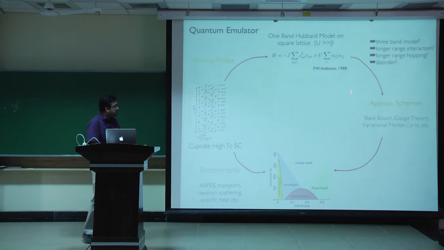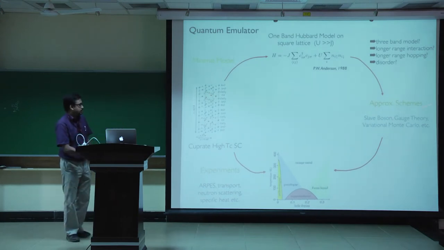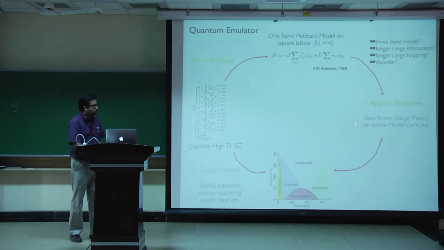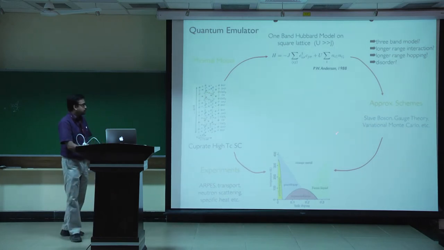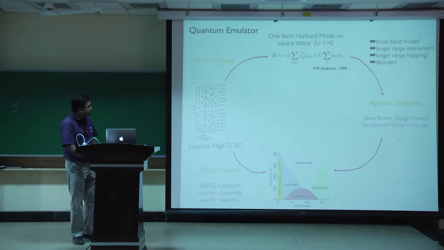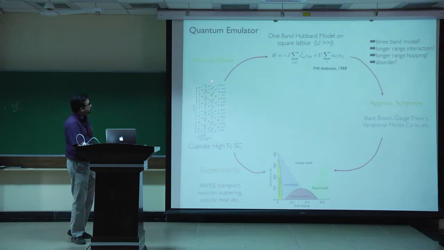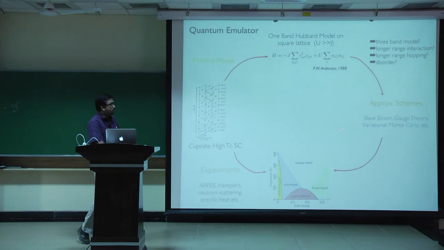Okay, so then the next step that you do is you put in various approximation schemes, some numerical, some analytical. I have basically taken a few slave bosons and so on and so forth. And from there, you try to get an answer for whatever quantities you can measure in your experiment. So from going from the material to this experimental quantity, you basically have two steps. One is the modeling, and then to solve the model, you have the approximation scheme.